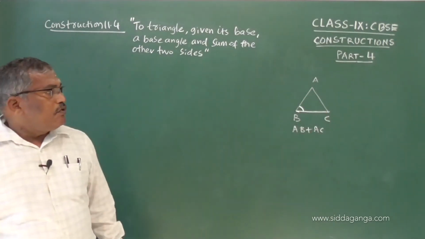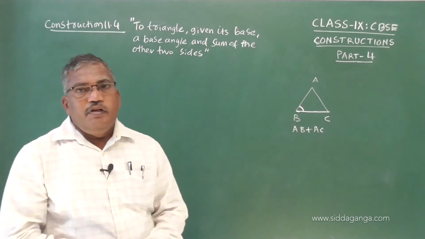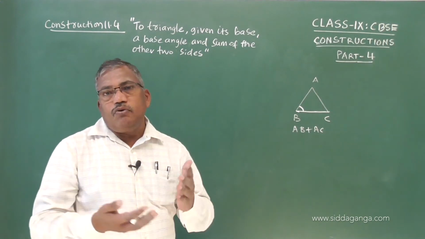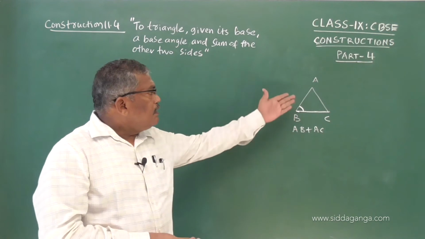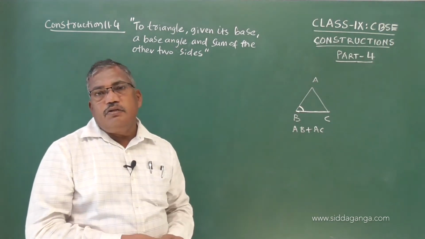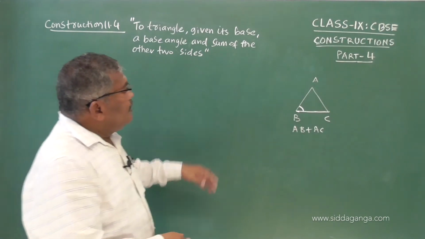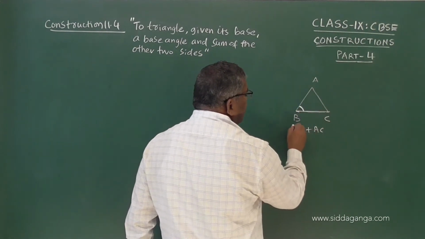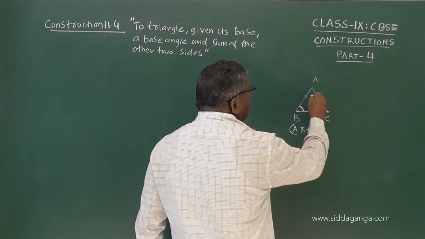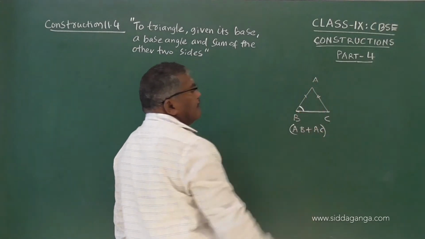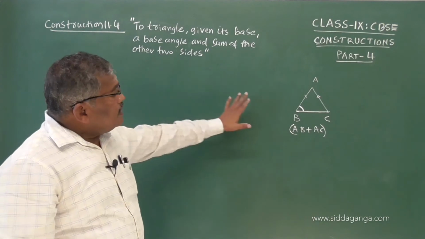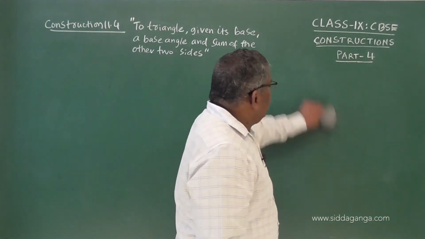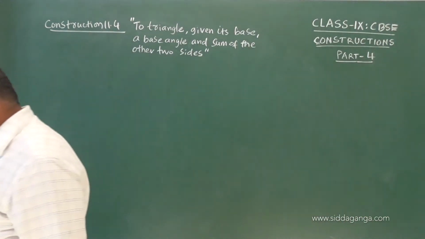So in your earlier classes you have studied, if all the three sides are given, how to construct a triangle. If three angles are given, how to construct a triangle, and two angles and one side, such things you have learnt. Here the difference is BC is given, angle B is given, and the sum of these two sides are given, this one and this one. So under such situation, how to construct the triangle ABC is a problem. So let us understand this.